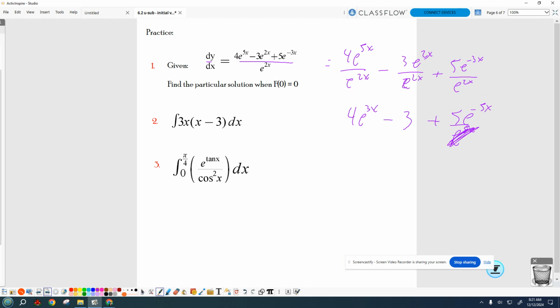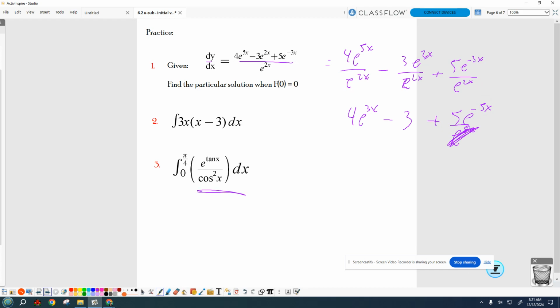Now they're easy to integrate. So please remember, divide and conquer is a very strong and powerful force. Just use some algebra 1, cut it up into little baby pieces, and it's much easier. How would we do number 2? Is that do substitution? No, what is it, Evan? Multiply the 3x out. Just distribute and make 3x squared minus 9x and integrate.